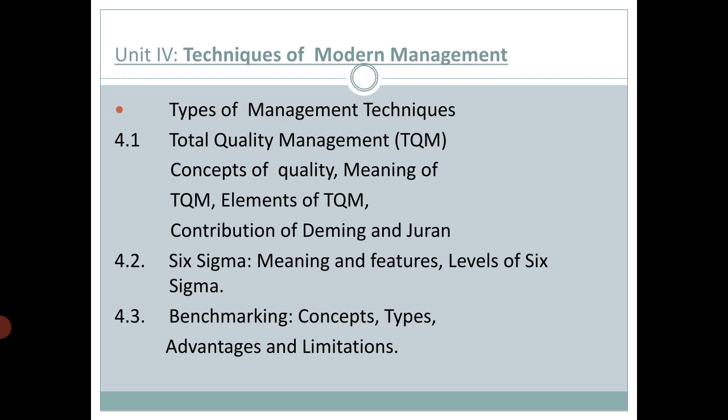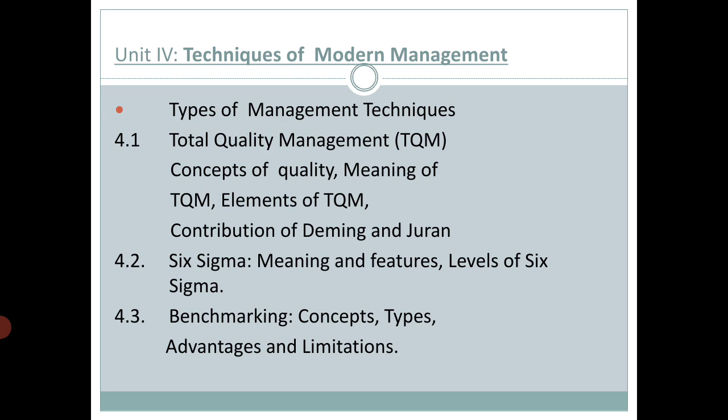So the 14 points of Deming are: create constancy of purpose for improvement of product and service. Then adopt the new philosophy whichever is needed. Then cease dependence on mass inspection. Then end the practice of awarding business on price tag alone. Constantly and forever improve the system of production and service. Institute modern methods of training on the job. Then institute leadership in your organization. Then drive out fear.